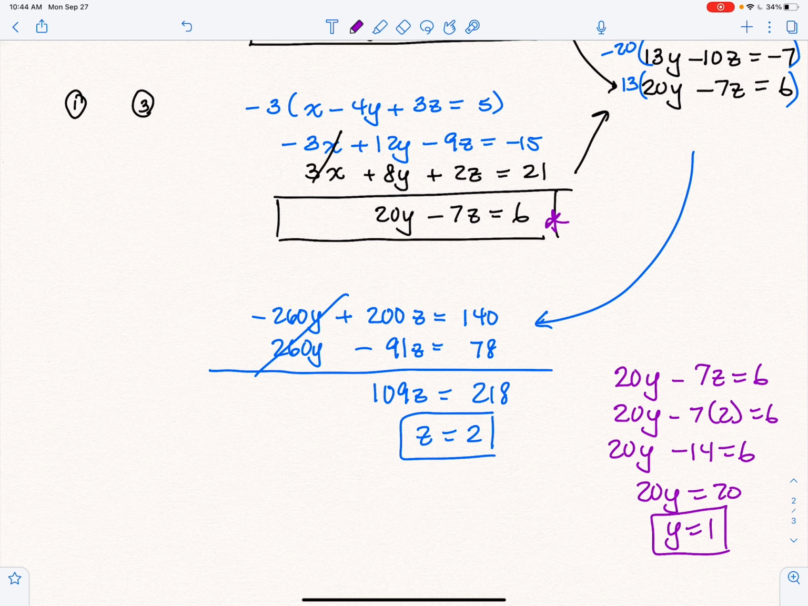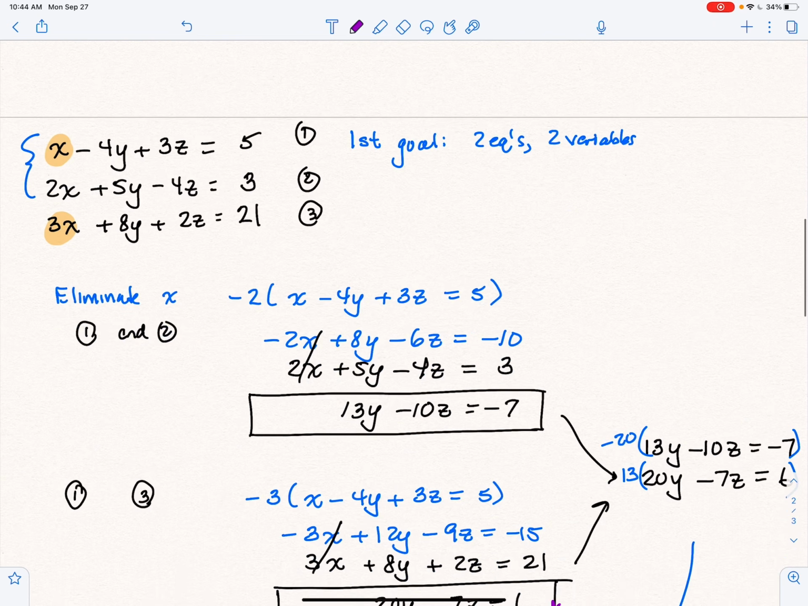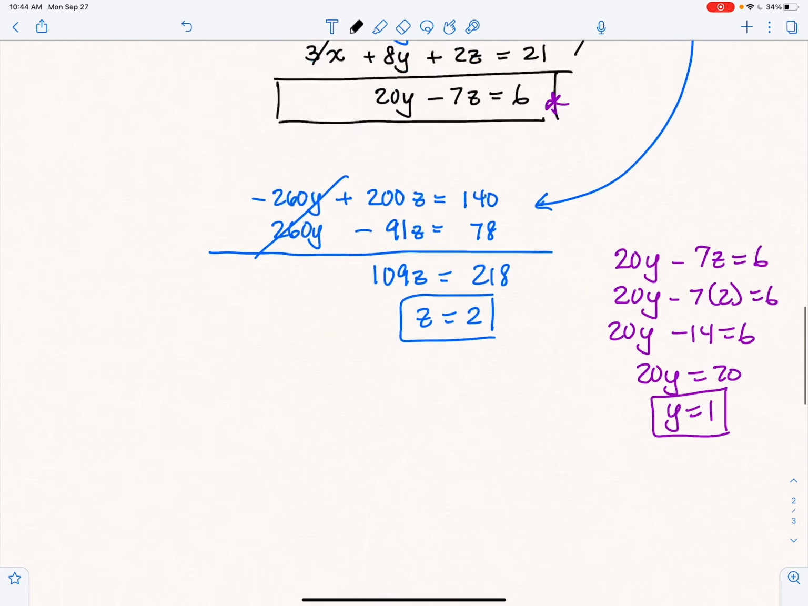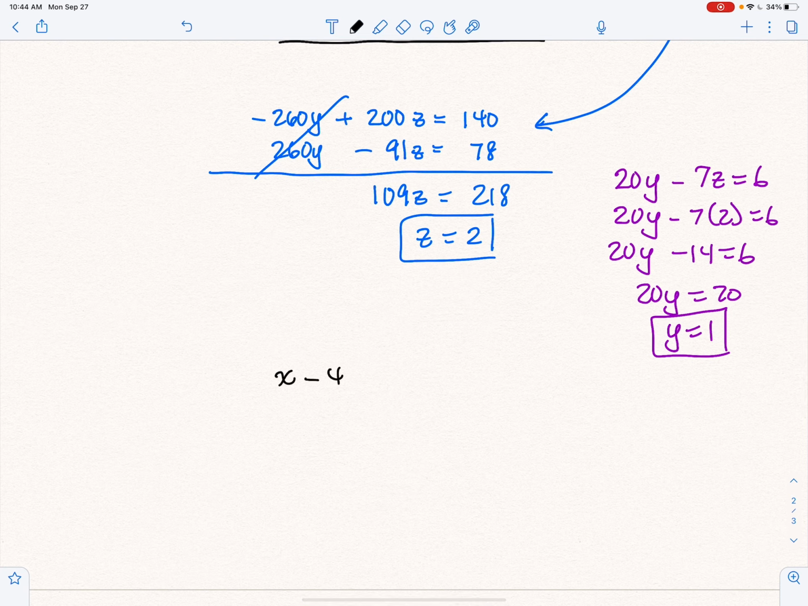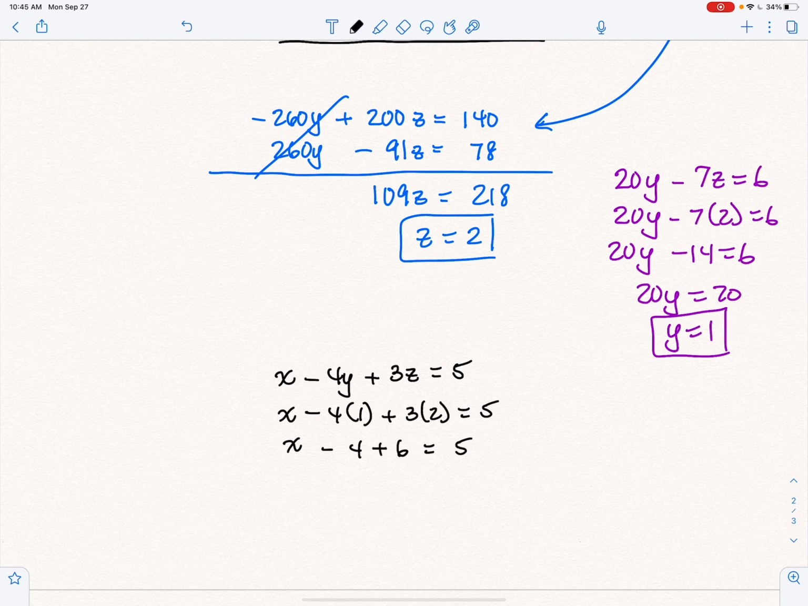Now we'll go back and get x. I have to pick an equation that has an x in it. Coming back to the original, I really don't have one that's nicer than the others. I guess the first one, honestly, just because it only has a single x. So x minus 4y plus 3z equals 5. And I'll substitute what I know, which is 1 for y and 2 for z. So you have x minus 4 plus 6 equals 5. And that means x plus 2 equals 5, which means x equals 3.